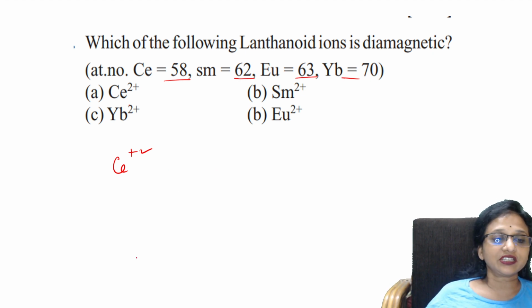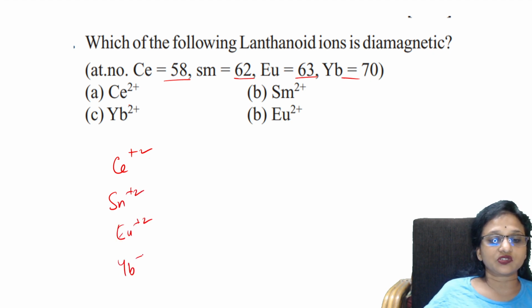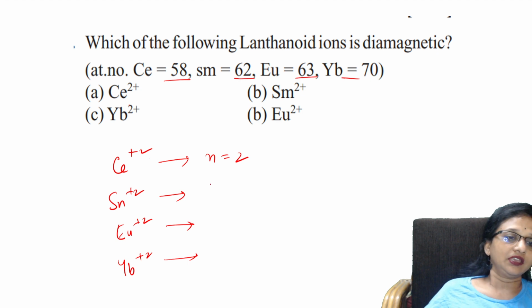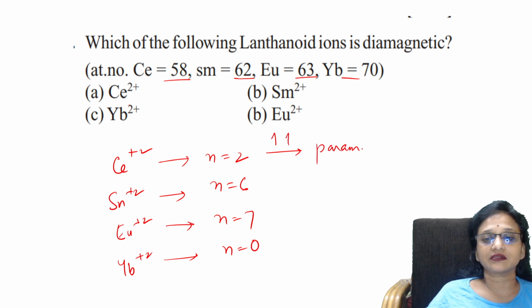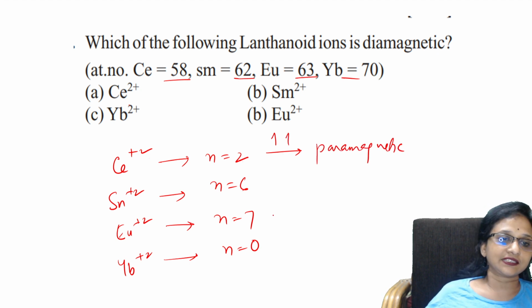After checking the electronic configuration, let us assume, in case 1, I am getting in Ce, Sm+2, Eu+2 and Yb+2. Check the first case. After writing the configuration, here n is equal to 2. Here I got 6 unpaired electrons. Here I got 7. Here I got 0. So you tell me, 2 electrons means singly filled, na? Singly filled, it is paramagnetic. Then they're asking which is diamagnetic.